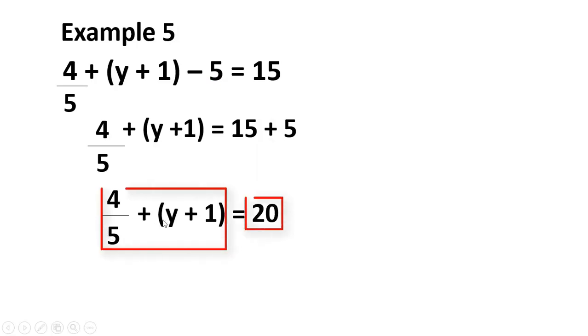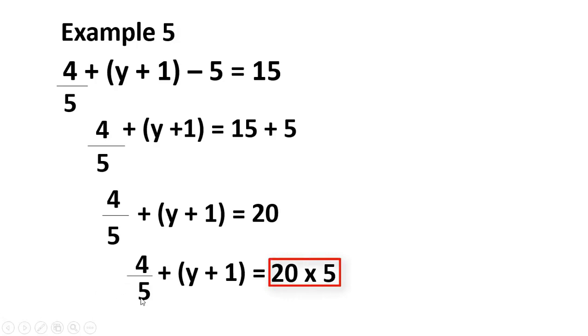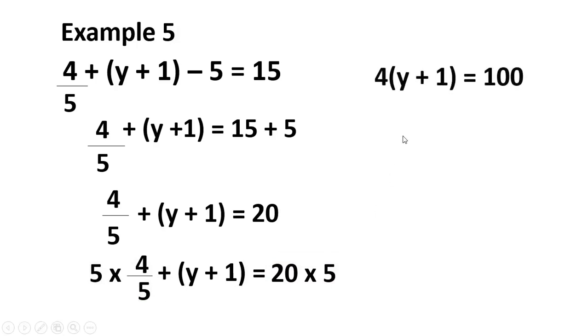Okay, now what are we going to do? We are going to multiply both sides by 5. Why are we doing so? We are doing so as to eliminate this denominator 5. I'll show you how to do that. Watch it. 4 over 5 open bracket y plus 1 close bracket equals 20 times 5, and then we're going to multiply this side by 5 like that. So 5 will cancel 5, leaving 4 open bracket y plus 1 close bracket equals 20 times 5, which is 100. Very simple.